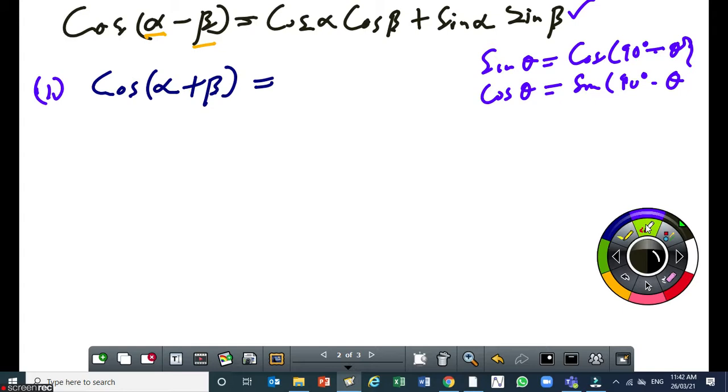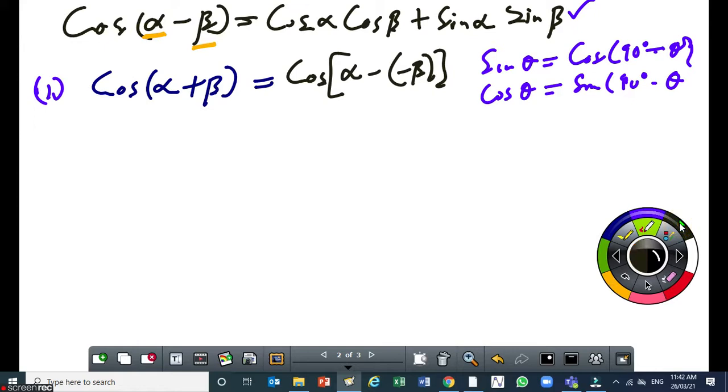So what I'm going to do is start from this alpha plus beta. I can write it as cos alpha minus open bracket minus beta, like that. You agree with me? Yeah, you see that they are the same. The objective of doing that is for me to end up having this alpha and that beta.